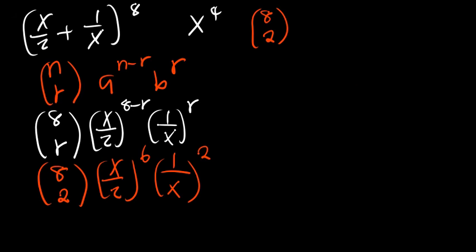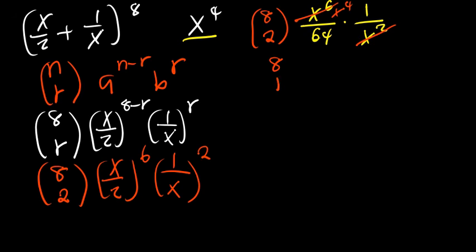So then, 8 choose r. This guy is x to the power 6 divided by 2 to the power 6, which is 64, times 1 to the power 2, which is just 1, times x to the power 2. And this is going to give you exactly x to the power 4. So now this x to the power 2 will go here. If I cancel x to the power 2, I will remain with x to the power 4. Now this is what I want: 8 choose 2, then x to the power 4, which is true. I want x to the power 4.